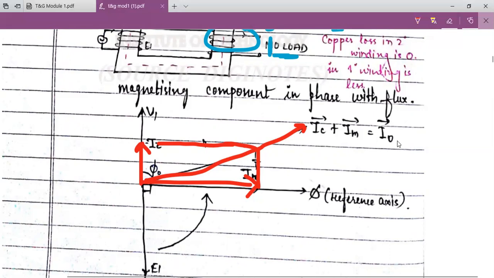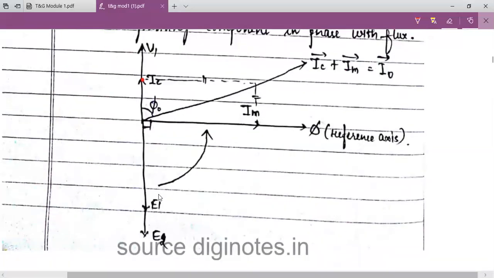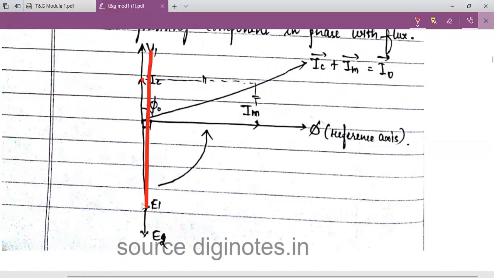And the next is again V1 equals minus E1, so E1 is antiphase with V1, and E1 and E2 are in phase with each other. So either E2 is greater than E1 here, or E1 is greater than E2 here, so you can write either here or here E1 and E2. But the thing is that E1 is antiphase with V1, opposite to V1, and E1 and E2 are in phase with each other. Okay, so this is the phasor diagram. Any doubts, Vidhi?